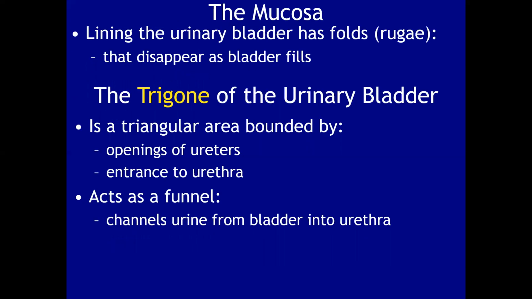So inside the bladder, you have folds, and those are called rugae, and they're not permanent. They do disappear as the bladder fills. There is an area of the bladder that's called the trigone. It is bounded by the openings of the ureter and the entrance of the urethra, right? So it is a triangle. This area acts as a funnel so that urine can flow from the bladder into the urethra.